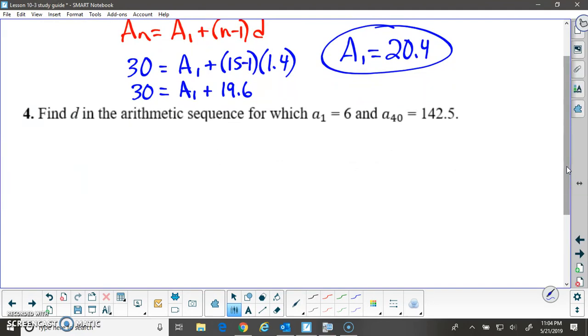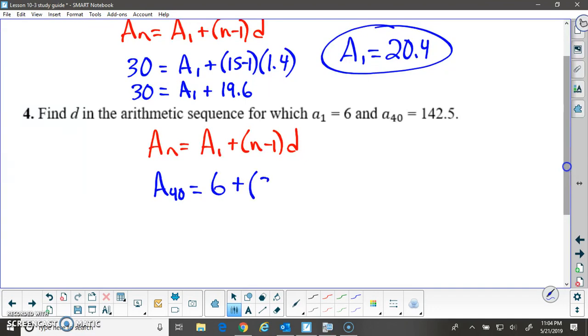Number 4, find the common difference in the arithmetic sequence where the first term is equal to 6 and the 40th term is equal to 142.5. Well, we're going to use the same formula. All right, we're trying to find the common difference here. And since we know that the 40th term is 142.5, I'm going to put 40 in for n. If I put 40 in for n and 6 in for the first term, I'm going to get a 39 here. We're trying to find that common difference. But now I can go back and replace this a sub 40 with its value, which is 142.5.